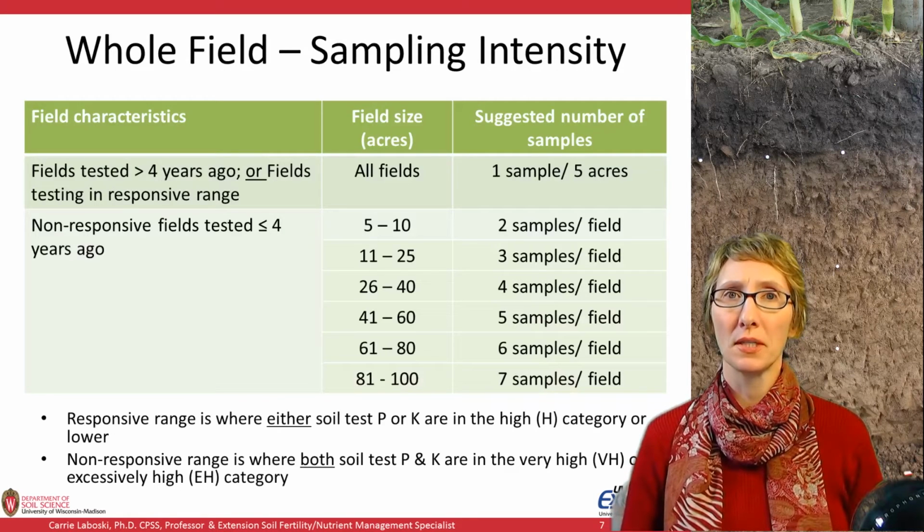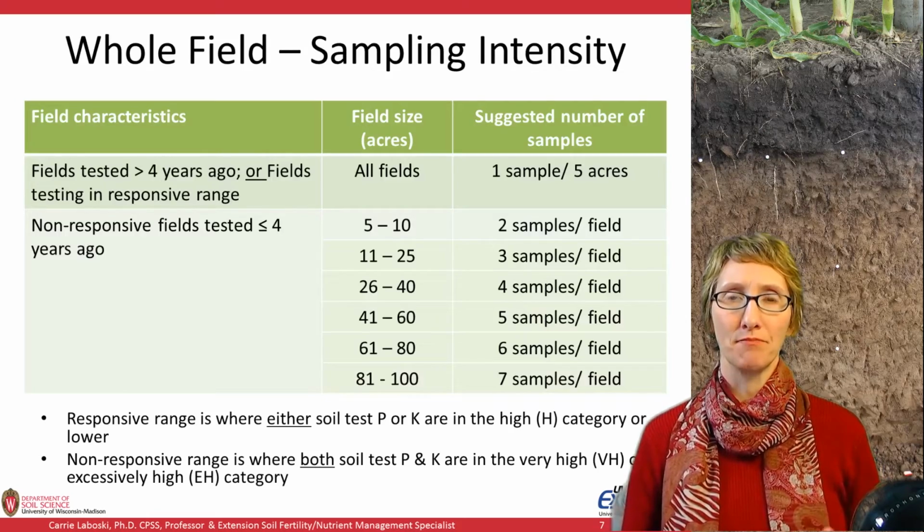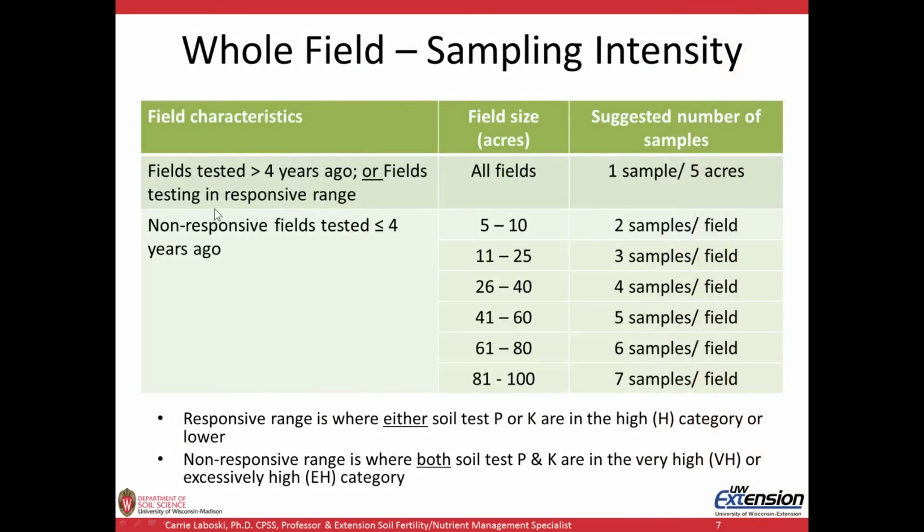So now with our whole field sampling, we need to think about sampling intensity. So we have this table broken up a little bit with some field characteristics. And if we start with fields that were tested more than 4 years ago, or fields testing in the responsive range, okay? And what does responsive range mean?